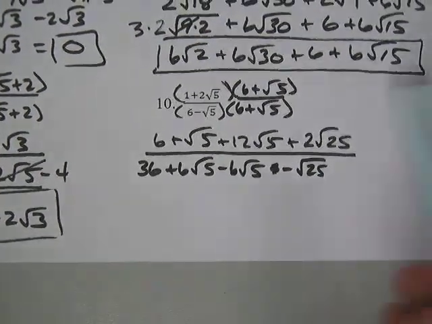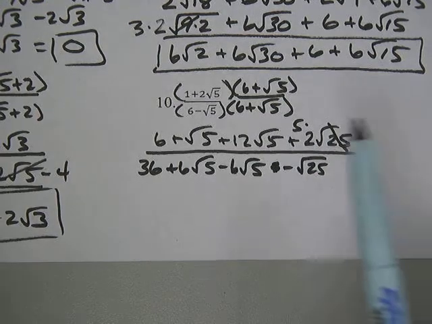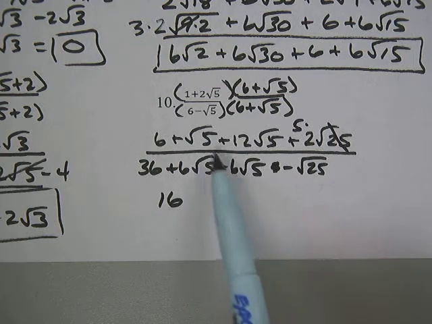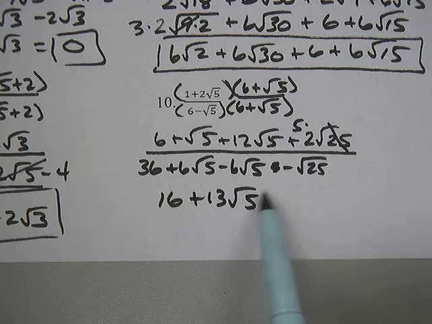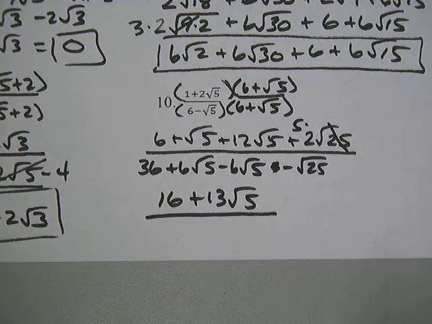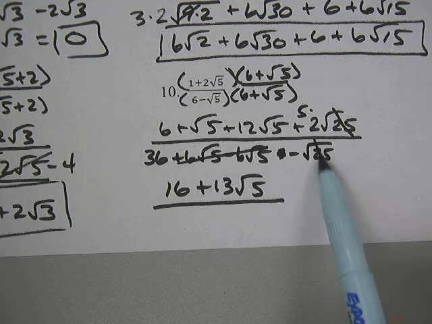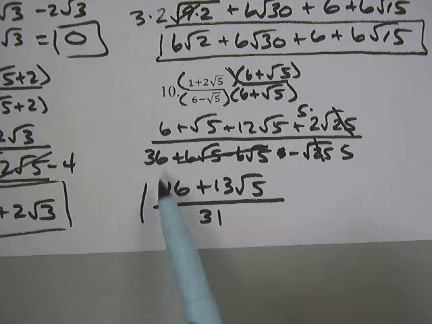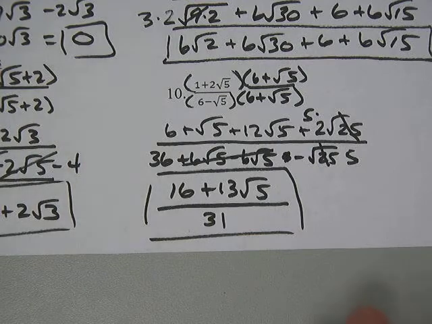On the bottom, 6 times 6 is 36. 6 times root 5 is 6 root 5. Negative root 5 times 6 is negative 6 root 5. Negative root 5 times root 5 is not plus, it's minus root 25. So let's clean it up a little bit. I notice the square root of 25 is 5. So it looks like I can do 5 times 2 is 10, plus 6 is 16. And I have root 5 plus 12 root 5, so that'd be 13 root 5.